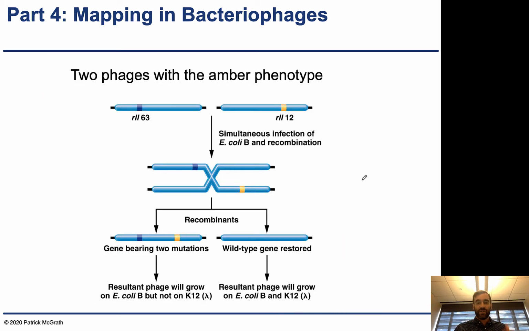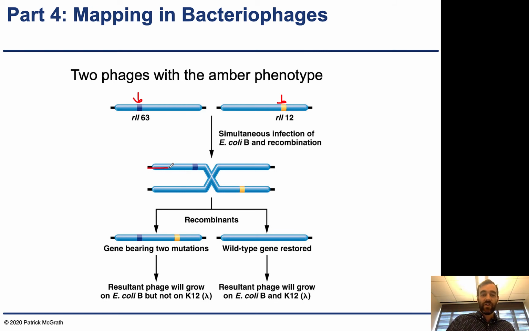So how does this genetic exchange occur? Let's say you had two phages with the same amber phenotype. How did they demonstrate this? You had a gene, the amber gene, and you had two independent mutations in it. One of them was at the start of the gene, and one was at the end of the gene. Just imagine these are two different viral particles, and these co-infected a cell.